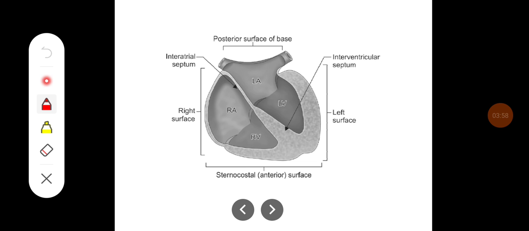So this is the diagram of the heart. This is the right surface of the heart, sternocostal, that is the anterior surface. This is the left surface, and this is the posterior surface of the base, and this is the interventricular septum.